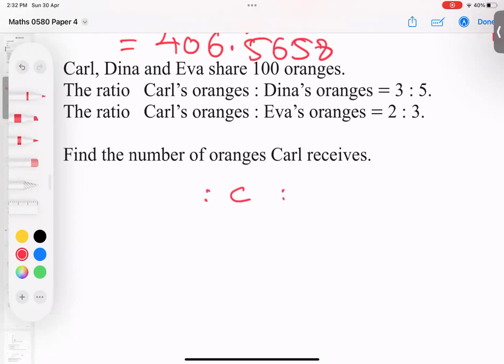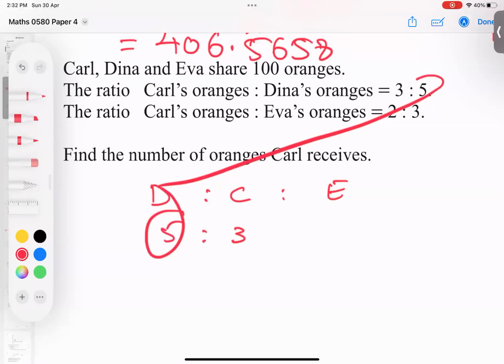Like this, okay? And you can write D here and write E here. But C must be in the middle, which is repeating. And D and E, you can write in any order, no issue at all. So this C is 3, 5. So C is 3 and D is 5. So I'm writing here this 5 under this one D.